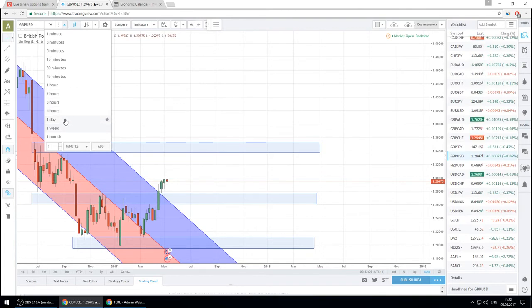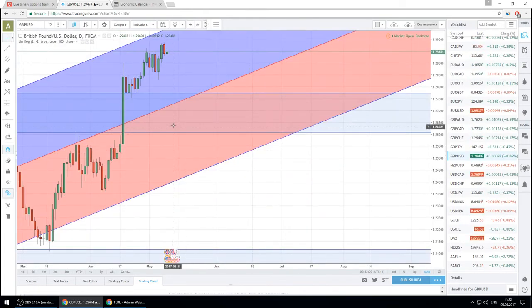Let's switch for 1 day. Within yesterday the British currency was falling to American dollar, and right now it shows insignificant growth.